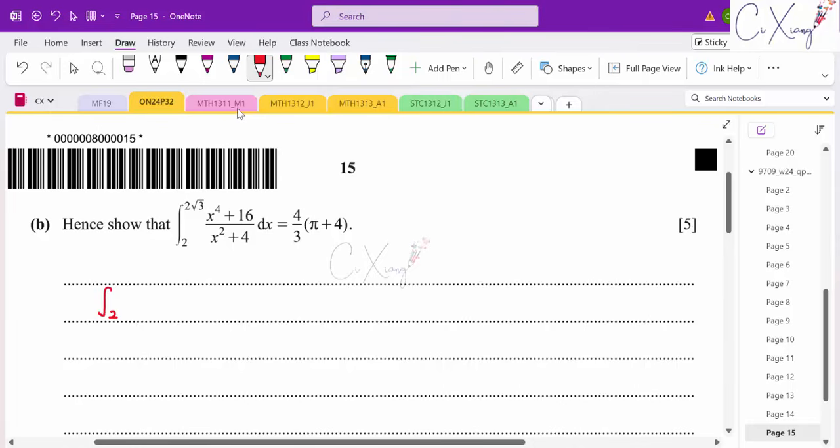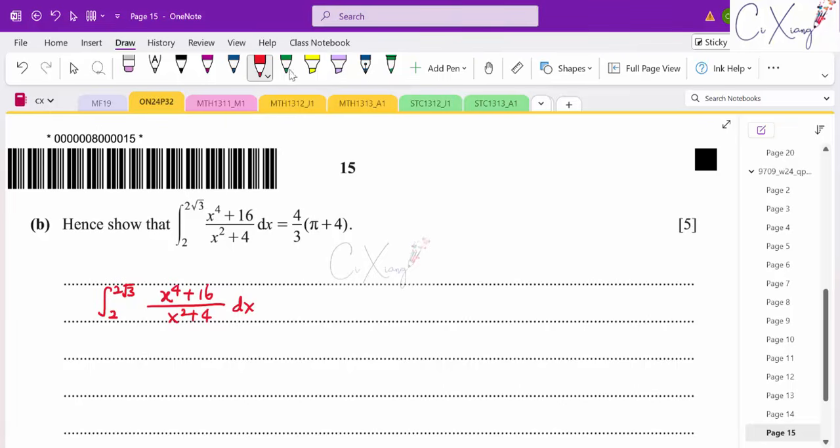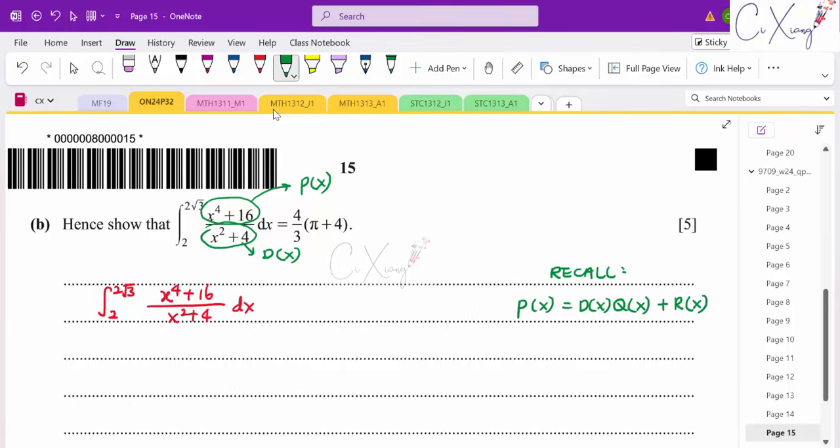I'm having the integral from 2 to 2√3 of x power 4 plus 16 divided by x squared plus 4. So just now, we can see in the previous part, they say that this is the polynomial and this is the divisor. Then I did show you one formula just now, where polynomial equals divisor multiplied with quotient plus remainder. This is a general formula when we set up the polynomial here.